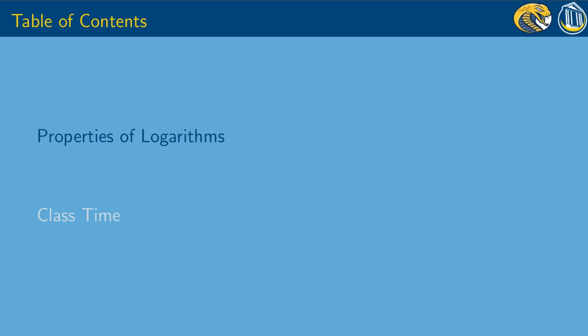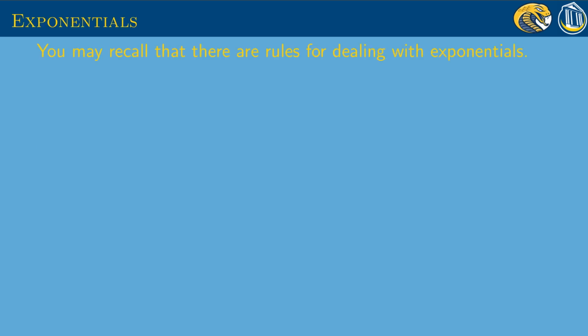This time we'll be talking about properties of logarithms. So you may recall that there are specific rules that we have to work with when we're dealing with exponentials. Specifically, we have rules that say that any number to the power of 0 is equal to 1. In fact, the only time this is not true is when we have 0 to the power of 0. This is actually undefined. But for any other number, that number to the power of 0 is 1.